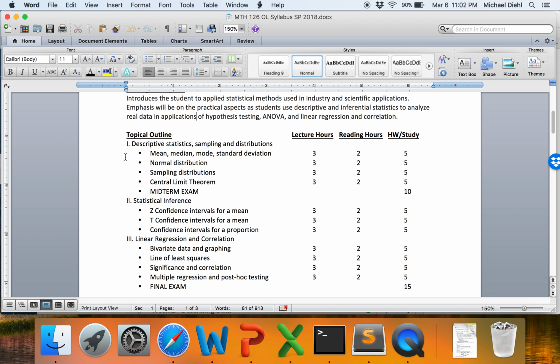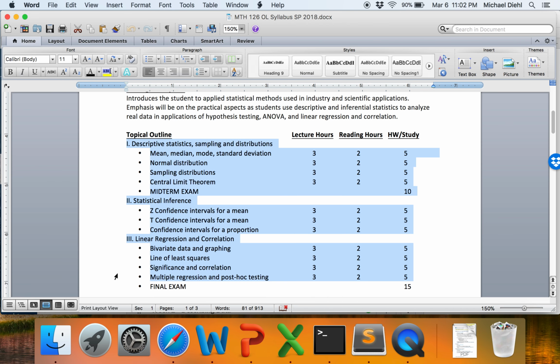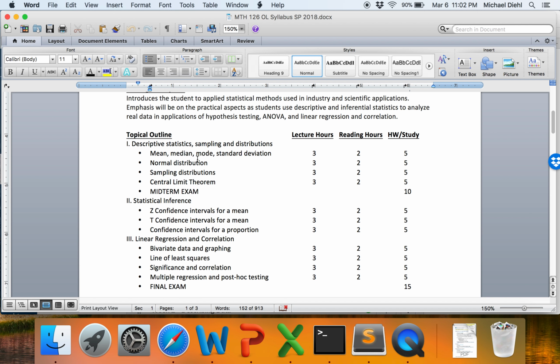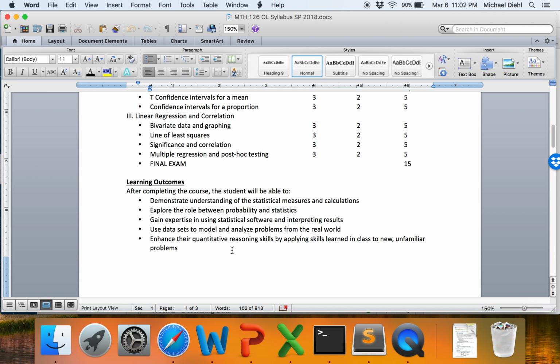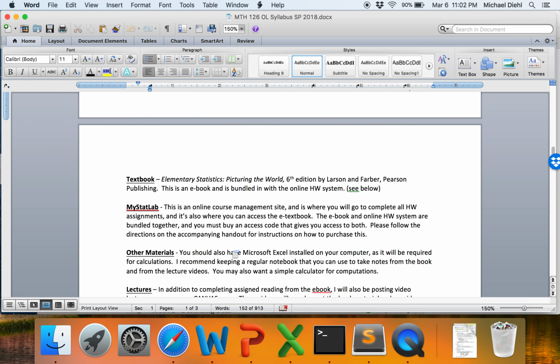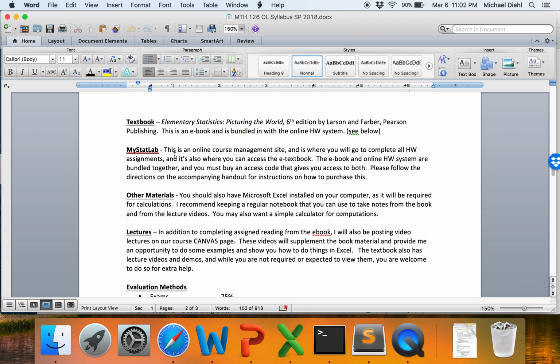There is a topical outline that's listed here, which, I assume most of these things won't look too familiar just yet. But anyway, these are the topics that we're going to cover. And there are some learning outcomes, which you can read later if you want.